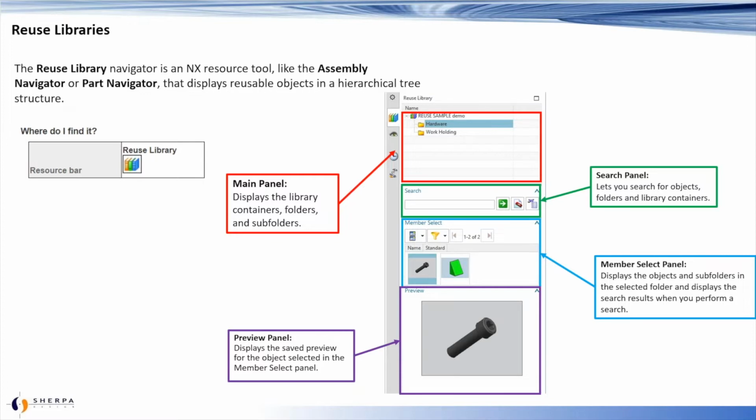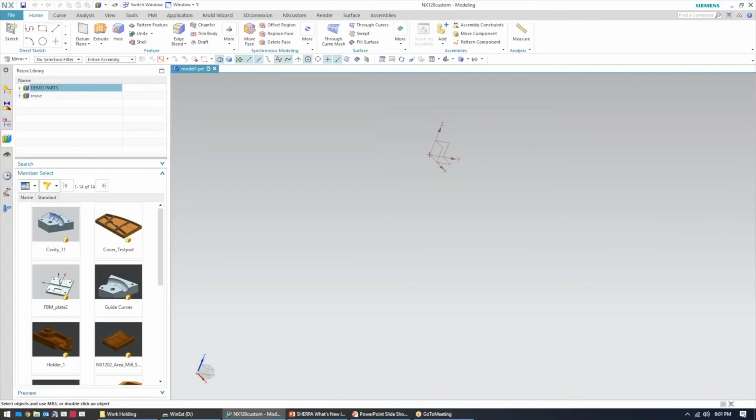There are four main parts. There's the main panel, which essentially is the file structure of your reuse library. Search panel: if you have large files or a lot of components inside a particular file, you can search for whatever you're looking for. Then you have your selection panel, which allows you to add filters or search for components or assemblies or knowledge components. And then you have the preview panel, which, like it says, shows a preview. I'm going to show you just how quick you can set this up.